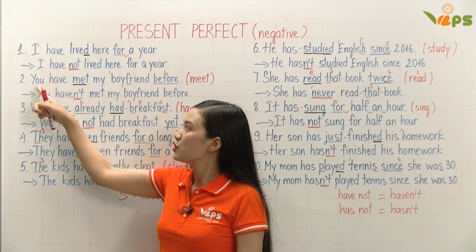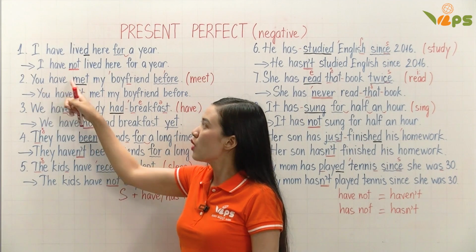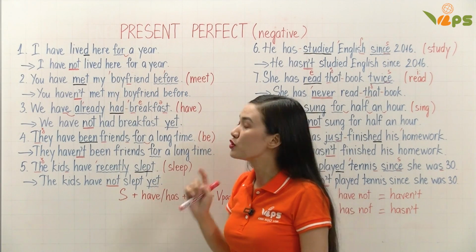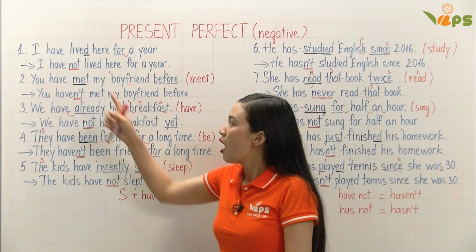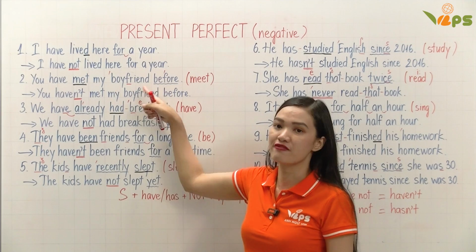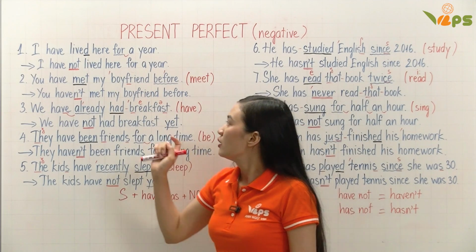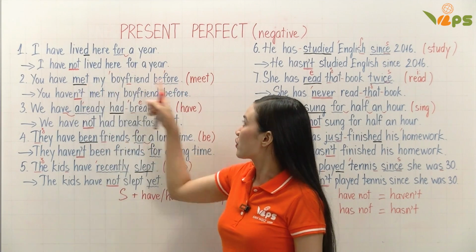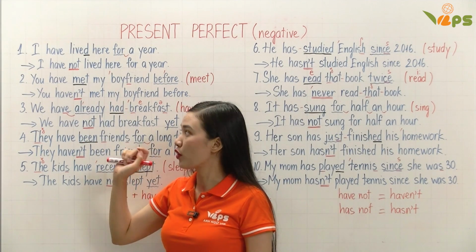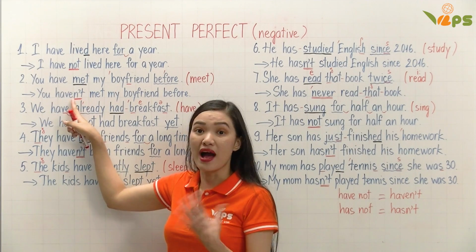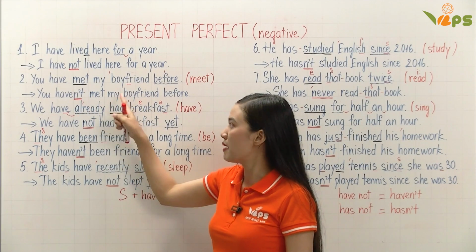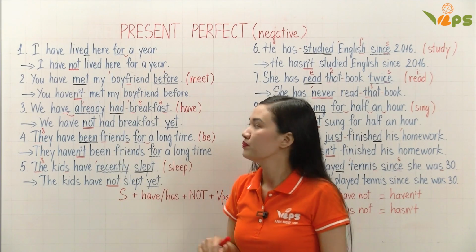Number 2, you have, right? You have met my boyfriend before. You used to meet my boyfriend. You have met, okay? Have verb 3. You have met my boyfriend before. Now, okay, met here, the base form is meet. To the negative form, you haven't or you have not met my boyfriend before. You haven't met my boyfriend before.